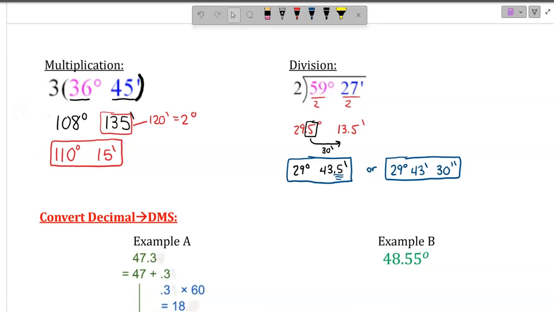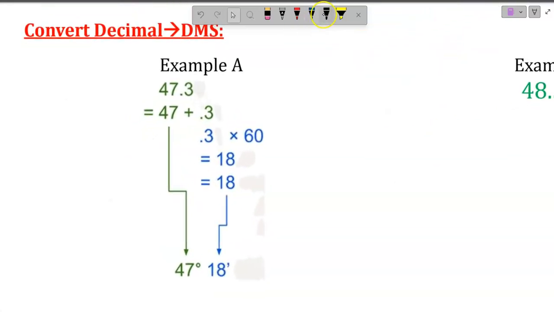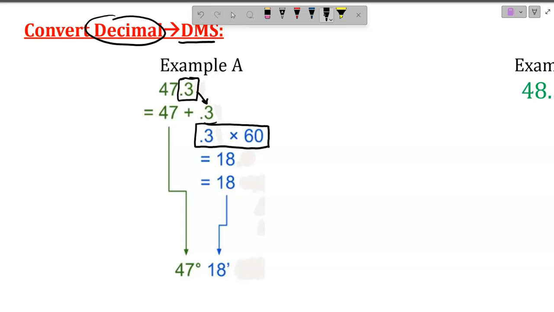Okay, so we've talked about what degrees, minutes, and seconds are, why degrees, minutes, and seconds are used, and now we've looked at operations. The last thing we've got to talk about in this video is how to convert. So take a look at this quick example A here. In going from decimal to degrees, minutes, and seconds format, I take the decimal amount of degrees that I have, I split it up. Now you don't have to write all this out, but what I'm ultimately doing is taking it and multiplying it by 60, once again because there are 60 minutes in 1 degree. I'll get 18 for that, and that's the reason I'm coming up with this answer. It's 47 degrees and 18 minutes.